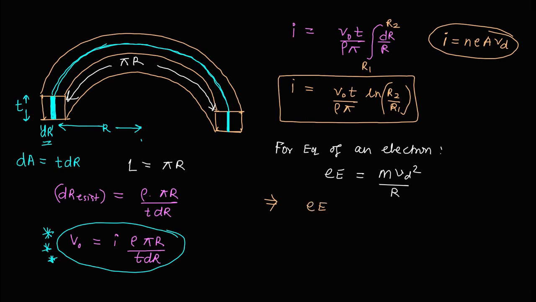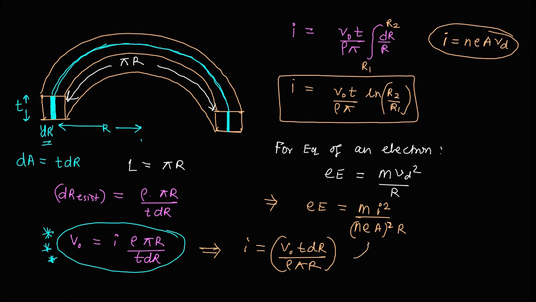and over here we attain that eE can be written as m, with Vd written as I upon neA, whole square, into r. So we attain an expression like this, and for I we can put the value from over here as well, that I can be written as V naught T dr upon rho pi r.